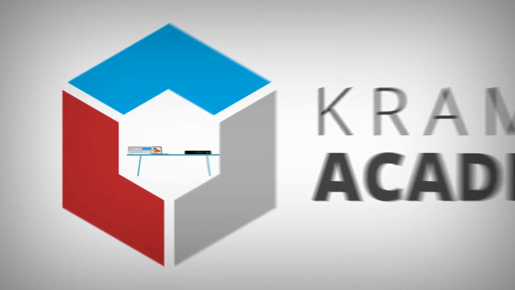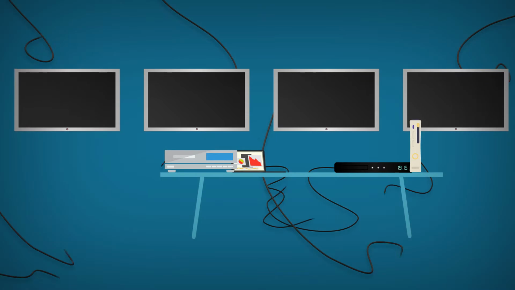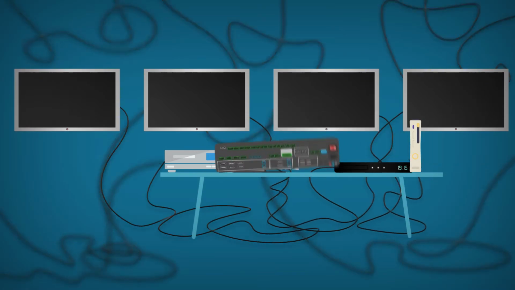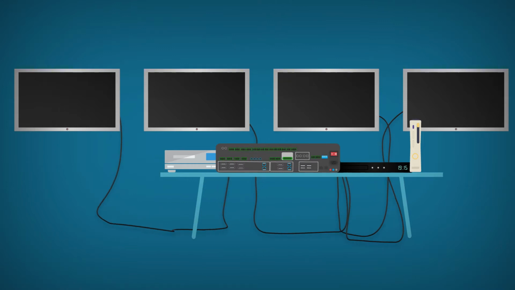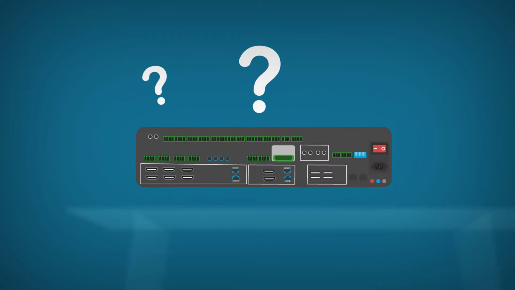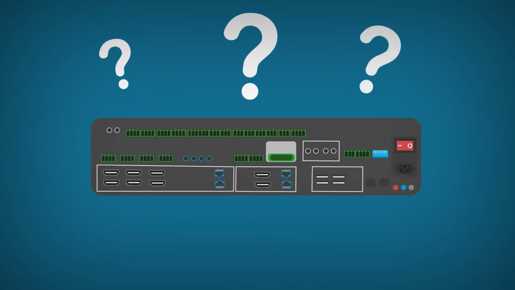If we try to connect 8 different AV sources to 8 TVs, we might end up like this. Well, that is unless we have an AV matrix switcher. Wait, what are AV switchers and what are AV matrix switchers? What is the difference between them?